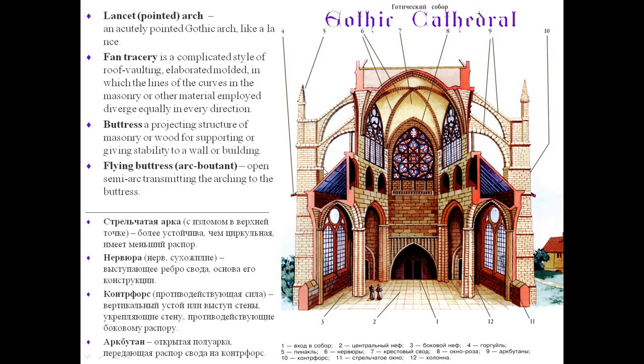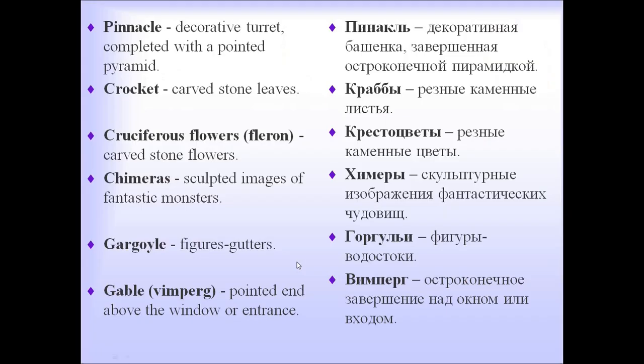Then flying buttress, or arc-boutant. It's an open semi-arch that transmits the arching to the buttress. So here they are, these arches. They combine, we can say that they unite the main walls of the building with the buttress. Okay, so these are the main terms here.